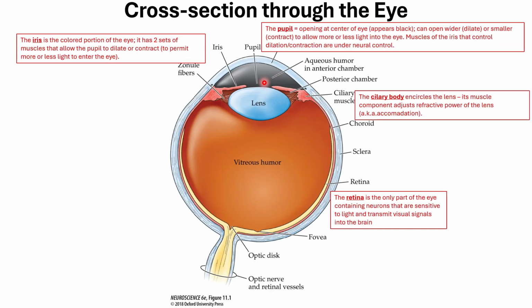And then if we're in a very dark field, the iris will open up quite a bit, and then the pupil will be bigger, which will allow in more light for us to pick up more detail.